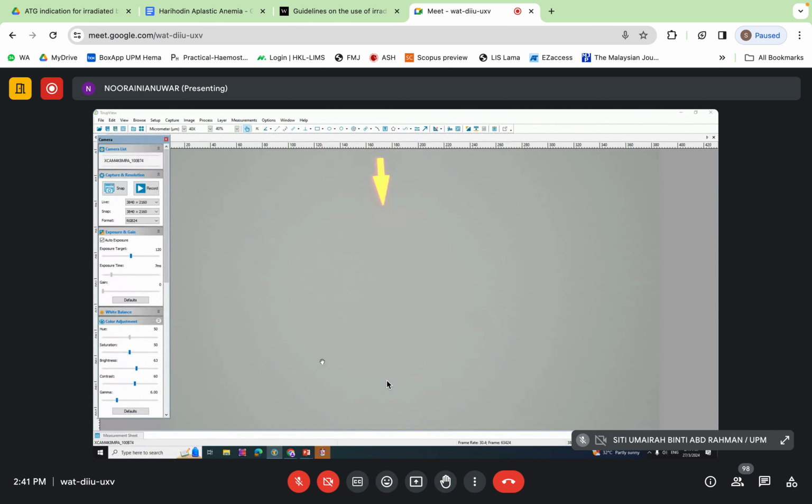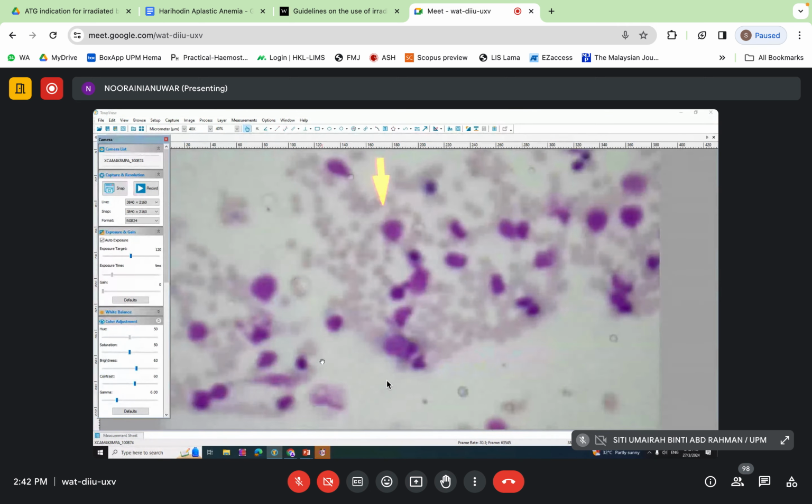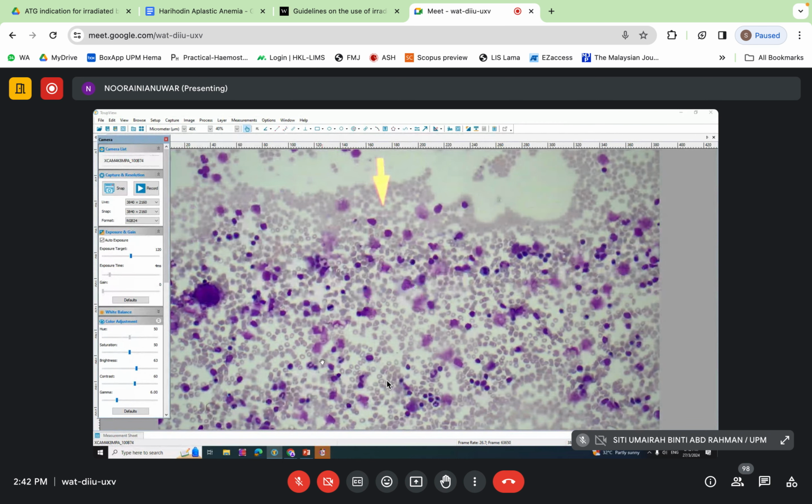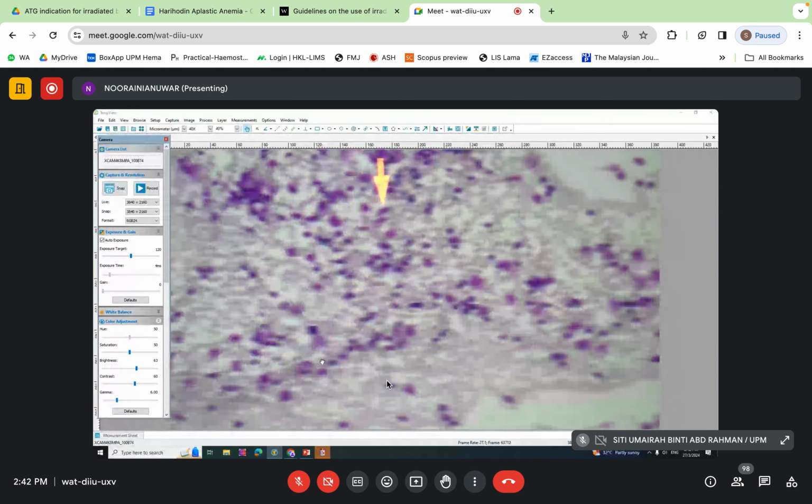Hemopoietic function seems to be quite good. Megakaryocytes are present. The other elements like granulocytic are okay.